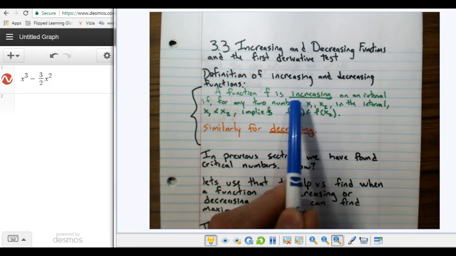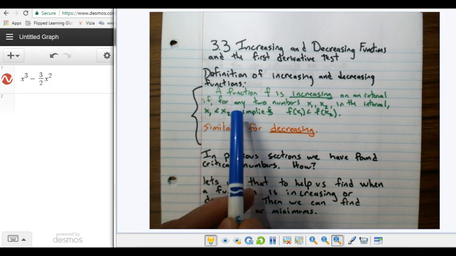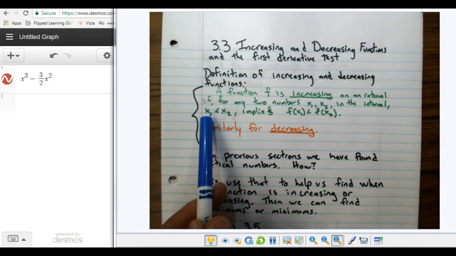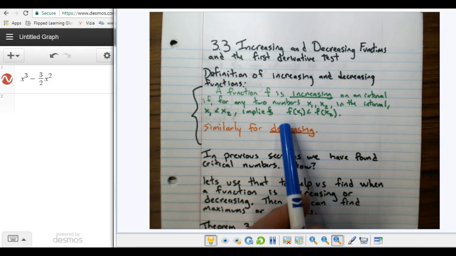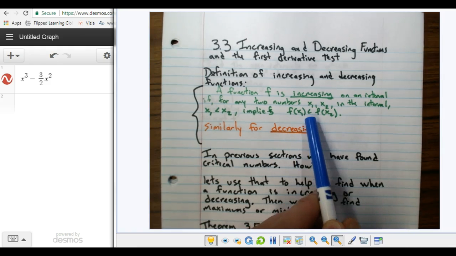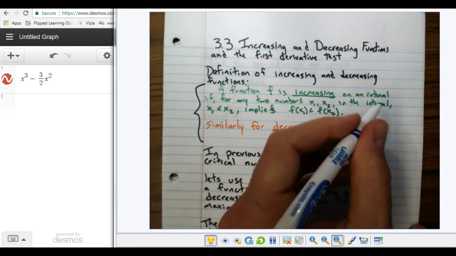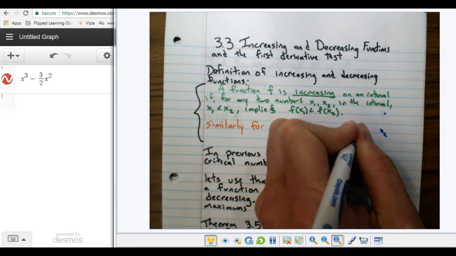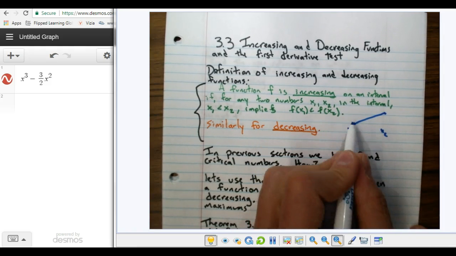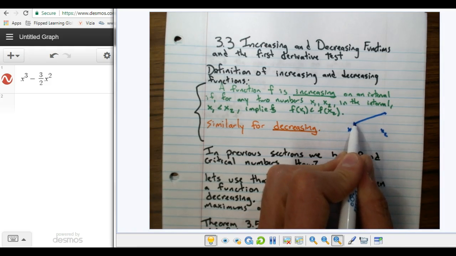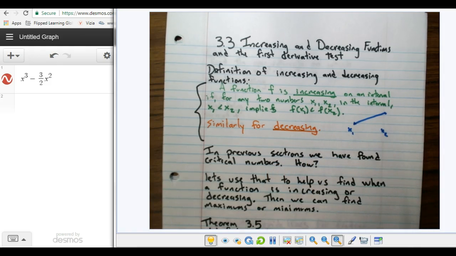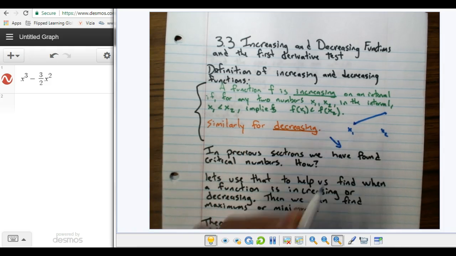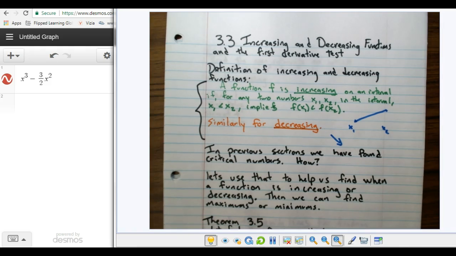A function f is increasing on an interval if, for any two numbers x1 and x2 in the interval, x1 is less than x2 implies that f of x1 is less than f of x2, right? So if you have two points, here's x1, here's x2. The function values are lower for x1 than they are for x2. And similarly for decreasing, they just go down as you go from left to right.